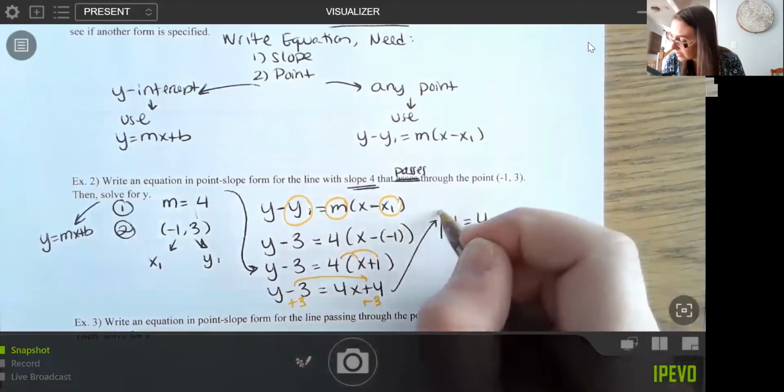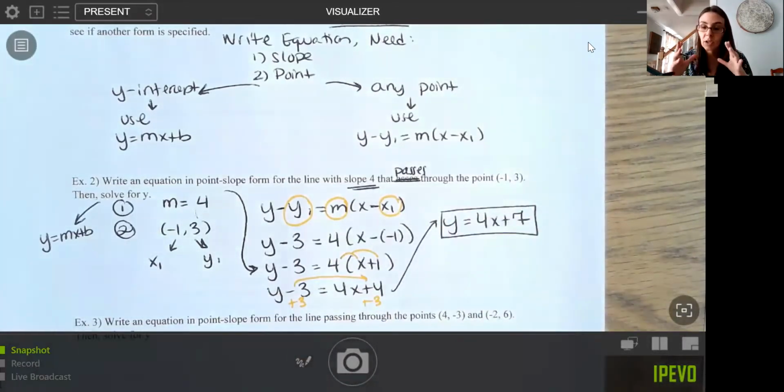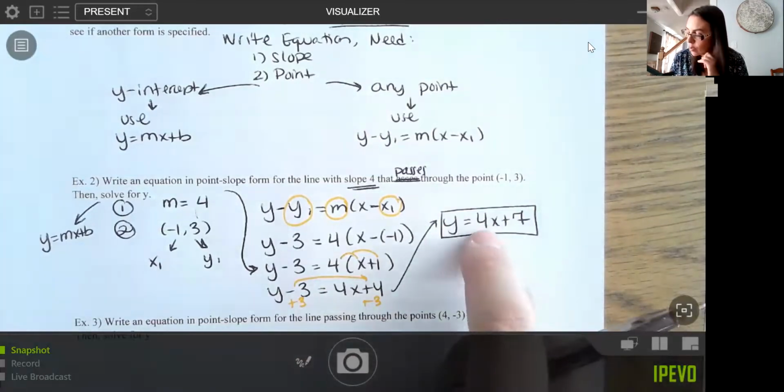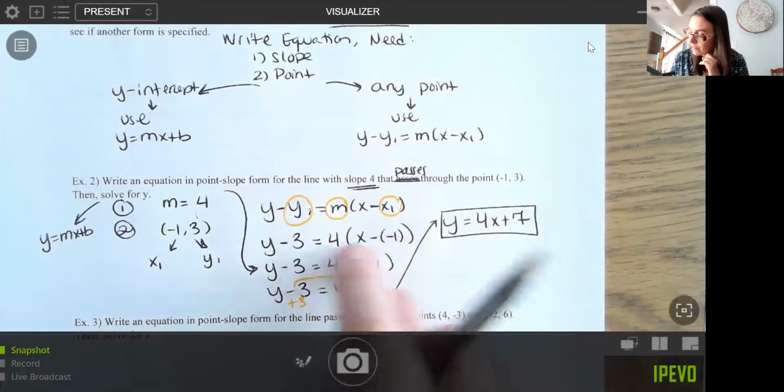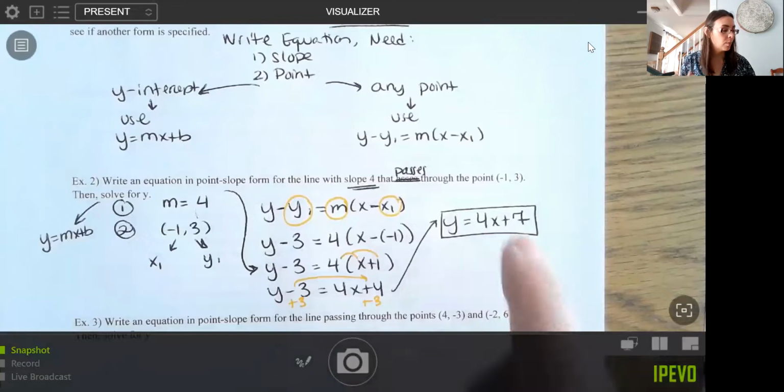Again, we tend to like this form the best because it's much simpler to read, right? It's much cleaner. And I can pick out that slope right away. So notice my slope is still the same. And then now I can pick out my b value, my y-intercept. And this is going to be helpful a little bit later on when we actually get into graphing and things.